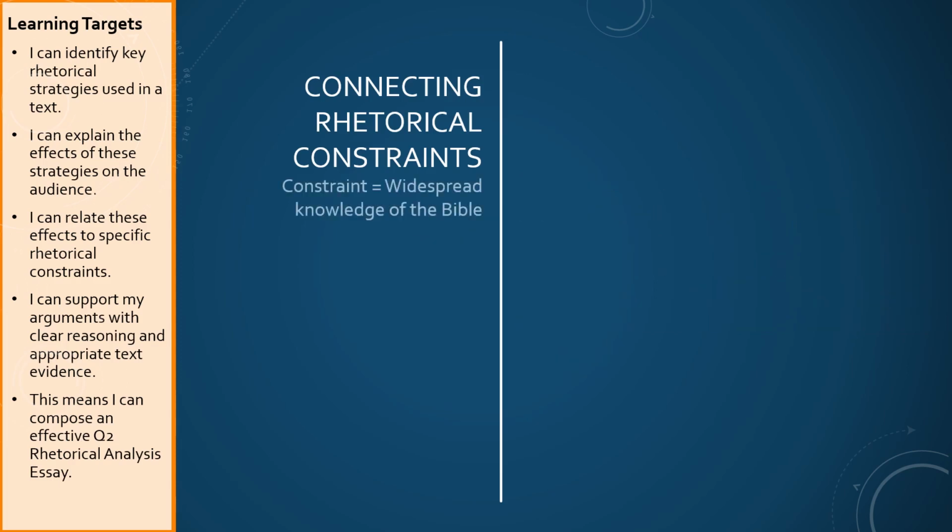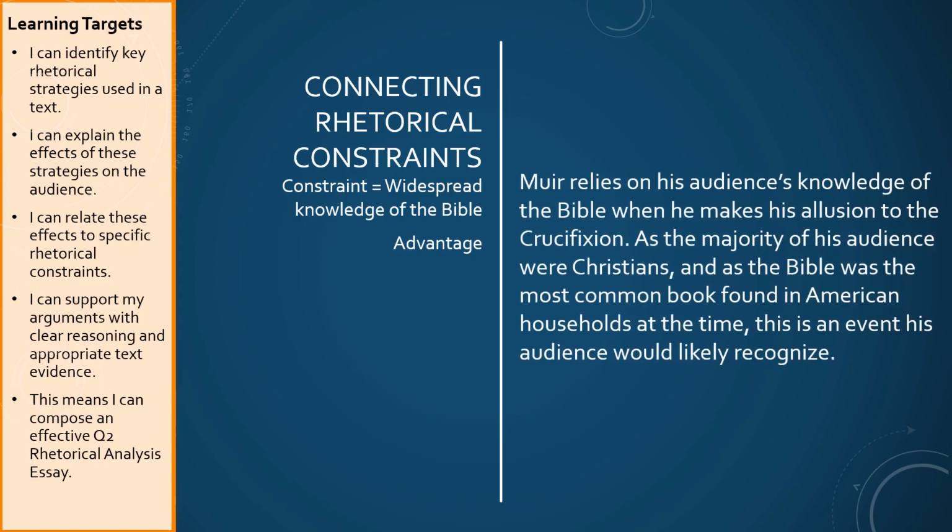All right, another constraint you guys talked about a lot was the audience's widespread knowledge of the Bible. This is a rhetorical advantage, but we can't just say that the audience has widespread knowledge of the Bible. We need to back this up. This doesn't take quite as much explanation, but Muir relies on his audience's knowledge of the Bible when he makes his allusion to the crucifixion. As the majority of his audience were Christians, and as the Bible was the most common book found in American households at the time, this is an event his audience would likely recognize.